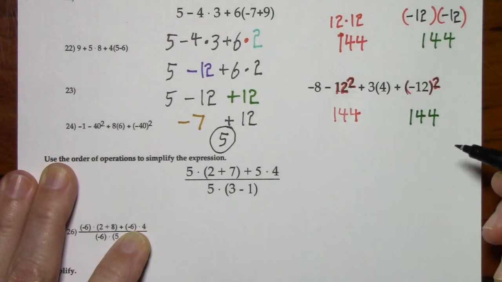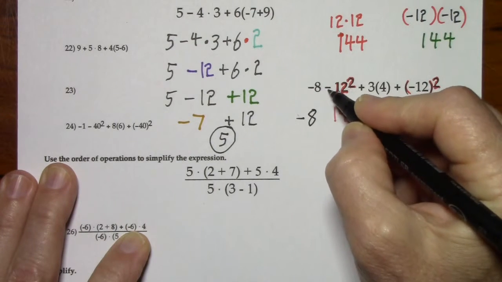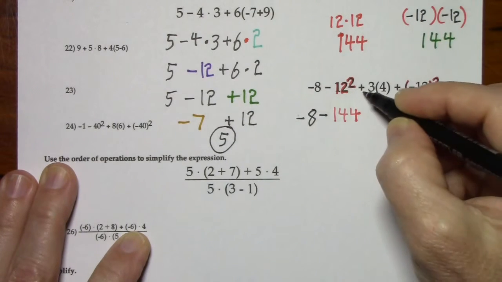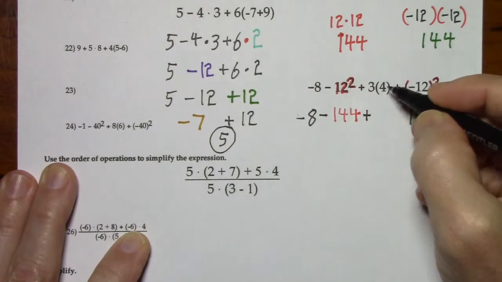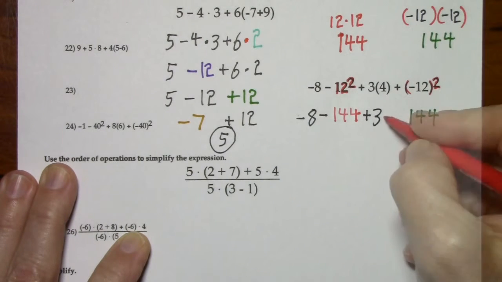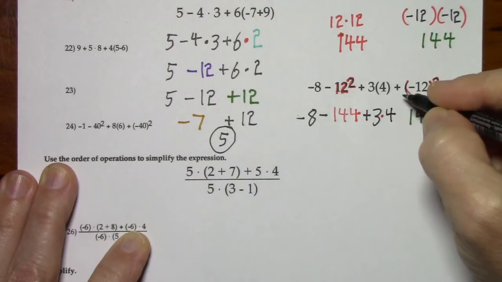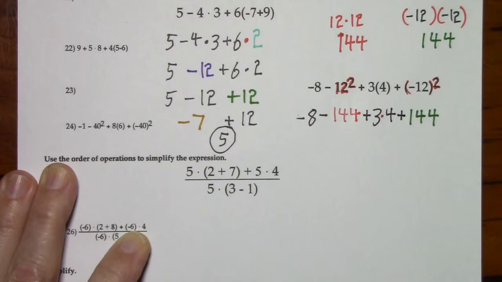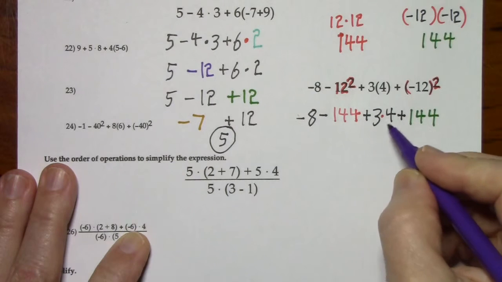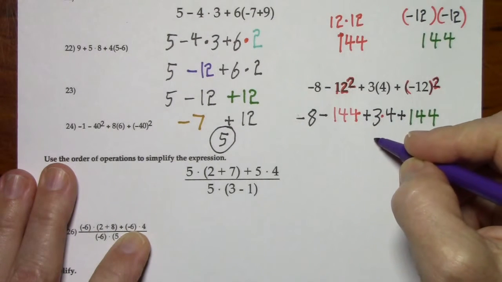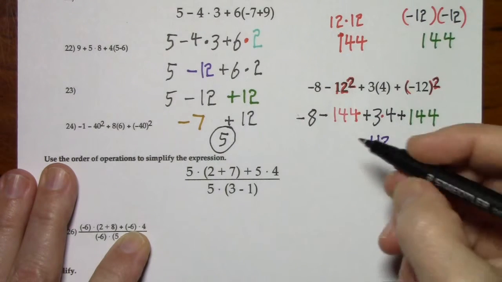And now I bring down everything I haven't touched. This negative 8. I've not used that negative. Plus or positive, however you want to read it, 3 times 4. Now we have one multiplication left. So positive 3 times a positive 4 leaves us with a positive 12. Bring everything down that we haven't touched.